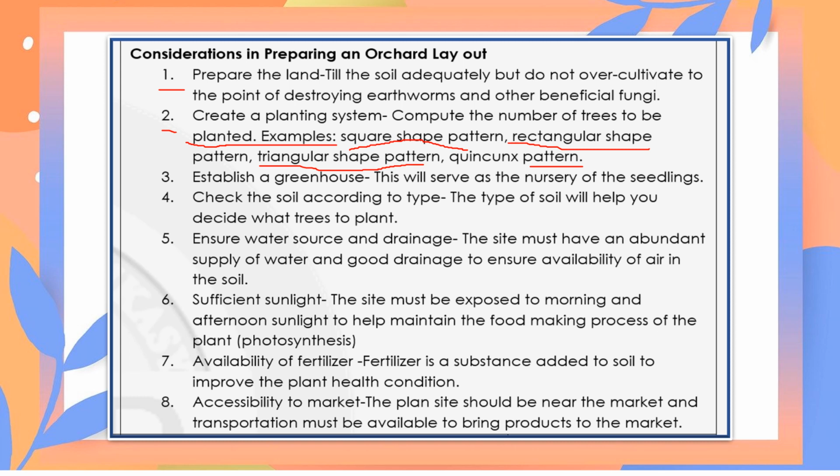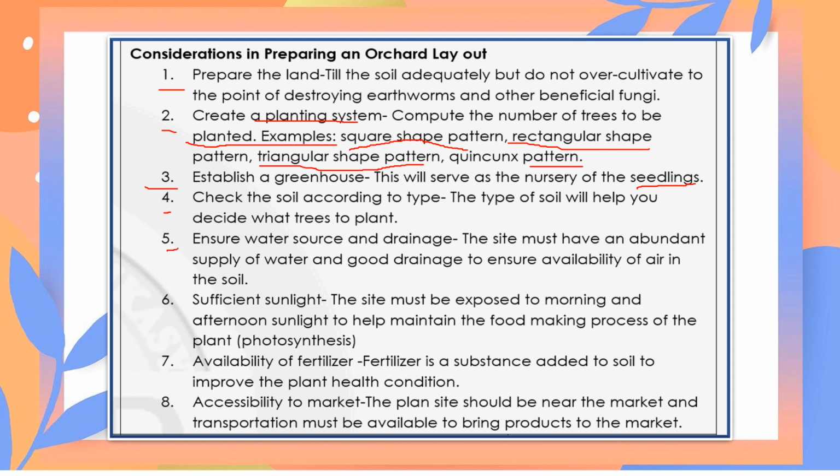Kasi may mga uri ng puno na lumalaki masyado at mayroon naman mga puno na katamtaman lang yung laki. So, kailangan create a planting system. Next, we have establish a greenhouse. So, this will serve as the nursery of the seedlings. Next, check the soil according to the type. So, the type of soil will help you decide what trees to plant.